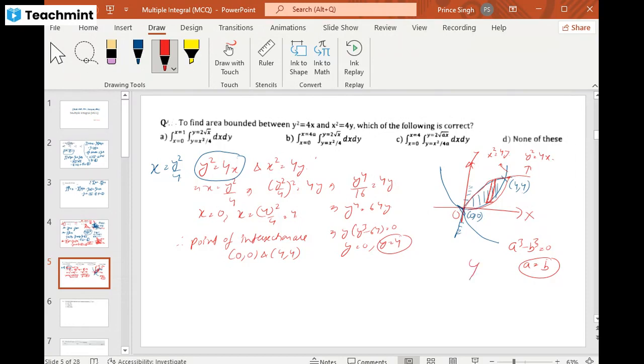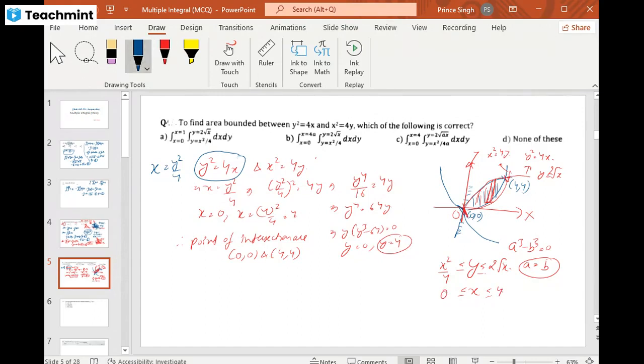So the value of y starts from the upward parabola, that is x square by 4, and ends at the right hand parabola. Because the entire region lies in the first quadrant, y is positive, so y equal to 2 times square root of x. So the limit of y varies from x square by 4 to 2 times square root of x, and the limit of x varies from boundary to boundary, starting from 0 and ending at 4.